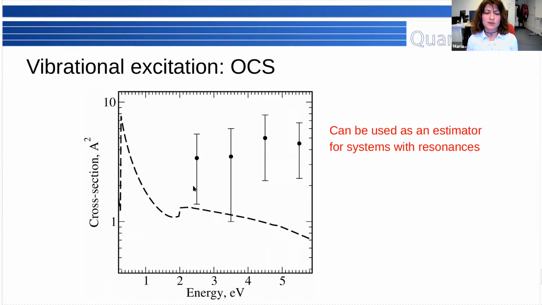So the model has been developed for systems without resonances, and it has a good agreement for those systems. However, I have tested it for a molecule that does have a resonance, OCS, and the dots show experimental results and the error bars. And the curve shows total vibrational excitation calculated with QEC. Although the result is not as good as for the previous examples I showed, you can see that it can be used as a first step estimator, and the order of magnitude is still pretty good.